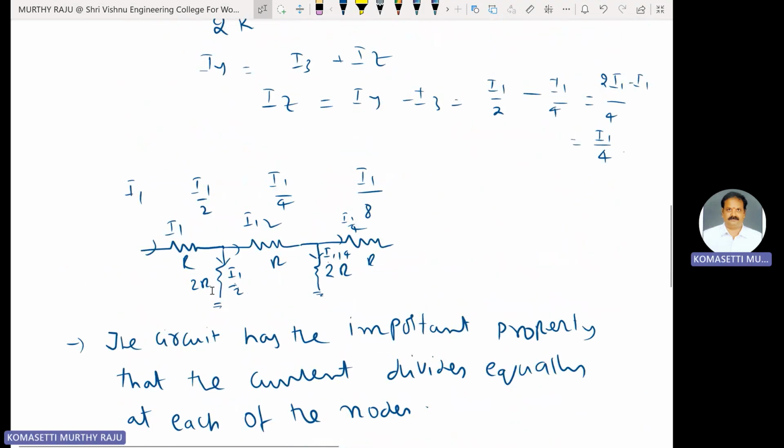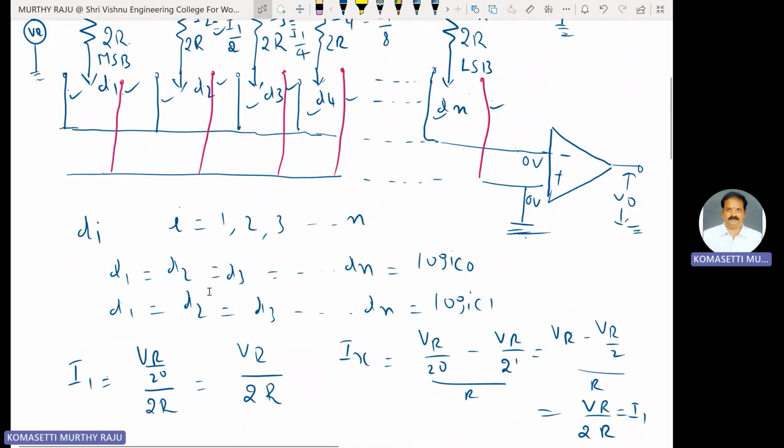Important point here: when the switch DA is at logic 0, which means D1, D2, D3, Dn are at logic 0, the switches are connected to these points, that is, connected to ground potential. The non-inverting terminal of the op-amp is connected to ground potential. These pink lines are connected to ground potential.